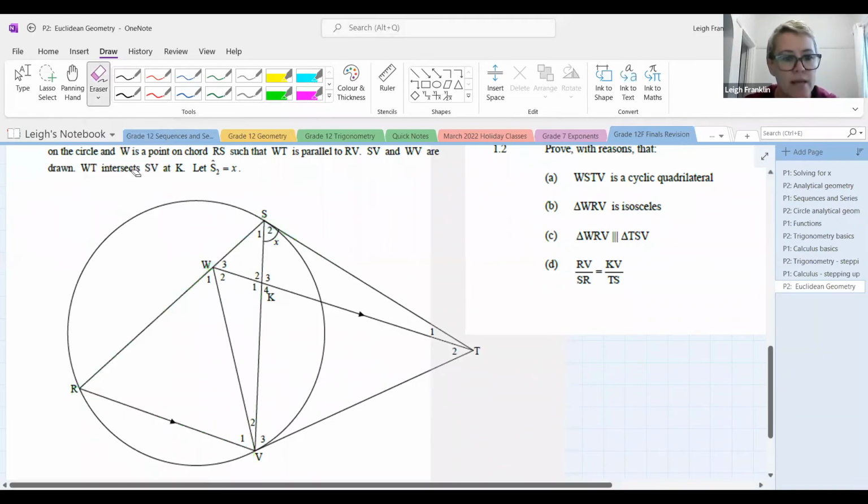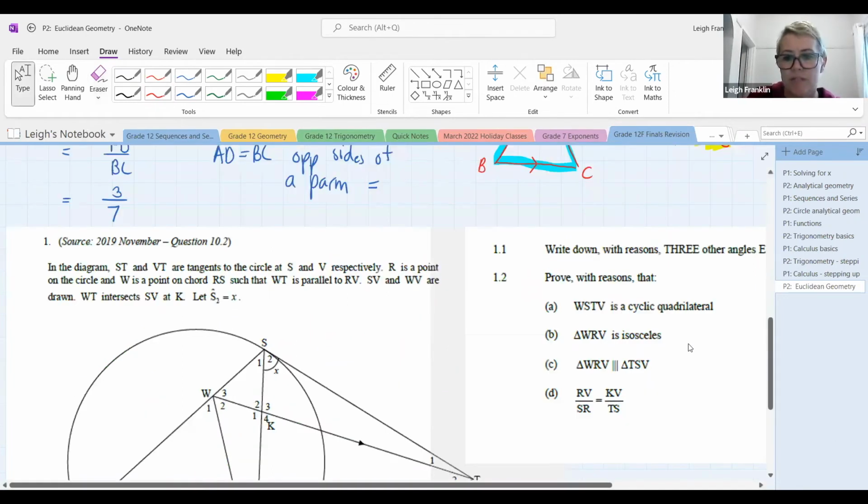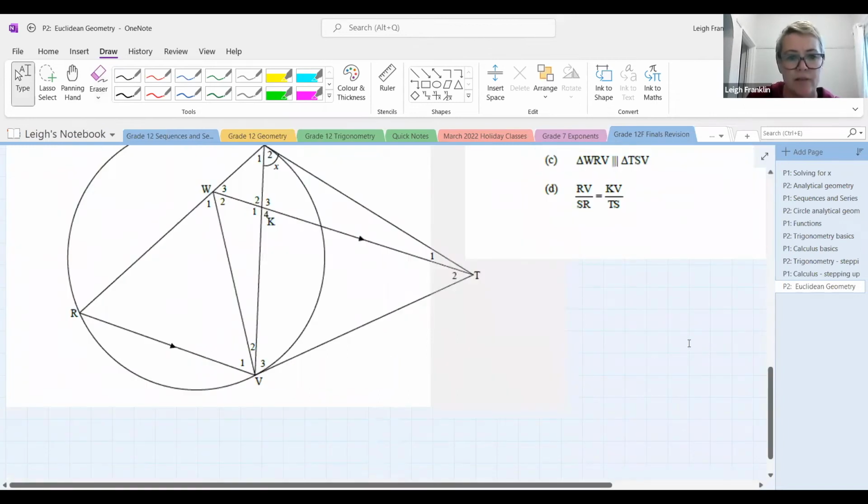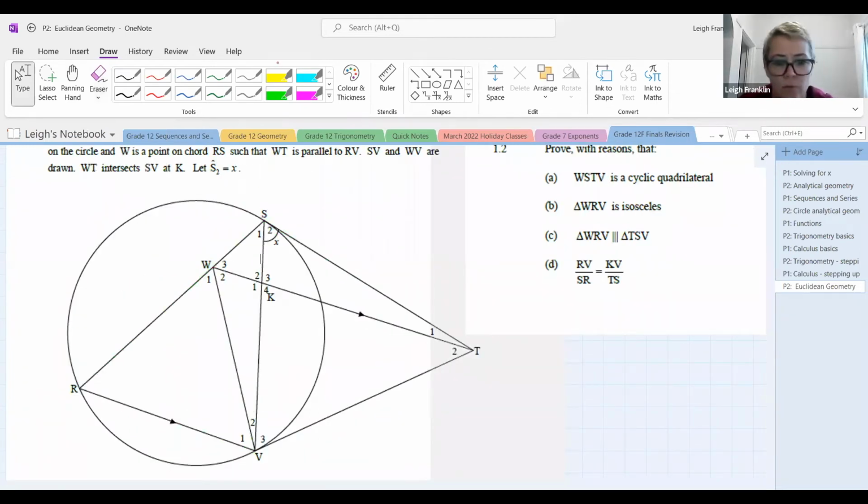Erase that. Okay, so our first thing here that they wanted us to do is write down, with reasons, 3 other angles each equal to X. So the first angle that we can see that equals X is R. R equals X. And our reason: tan chord theorem. Okay, everybody good with that?